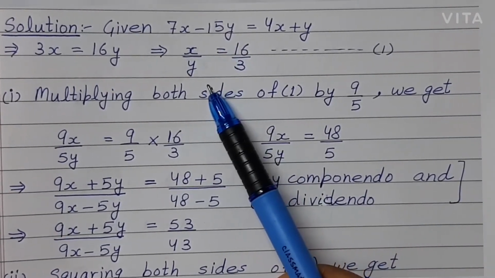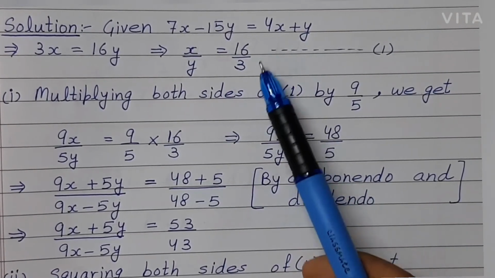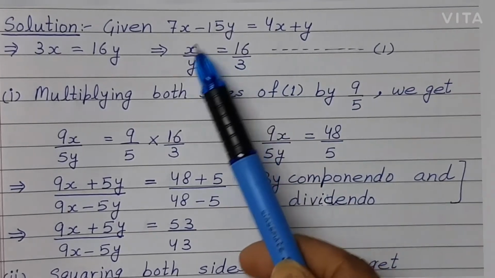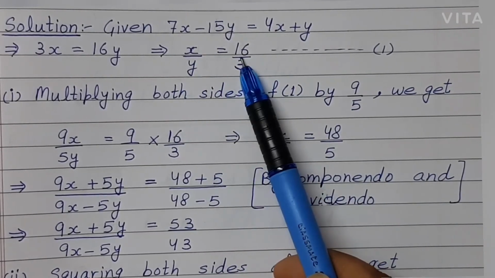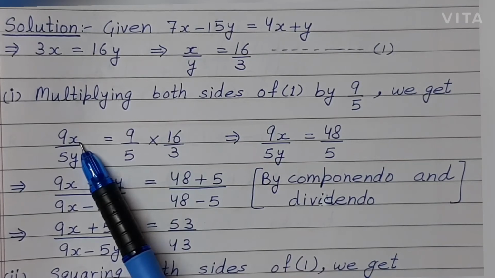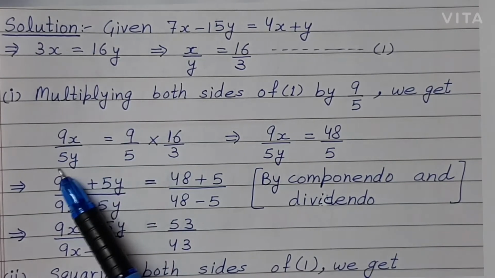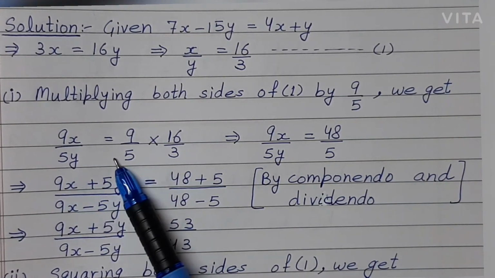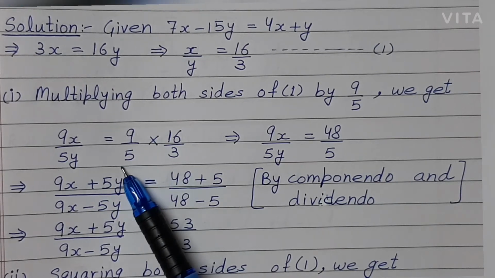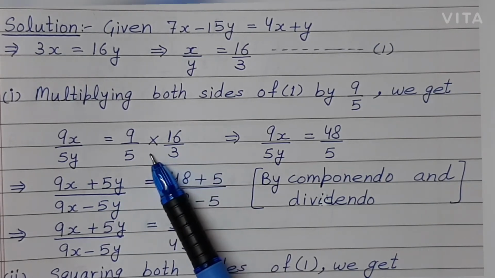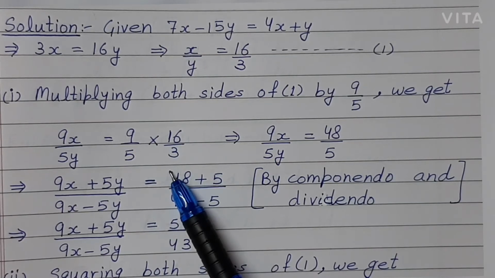x upon y is equal to 16 upon 3. So we multiply both with 9 upon 5. So we will get here 9x upon 5y is equal to 9 upon 5 into 16 upon 3. Clear?